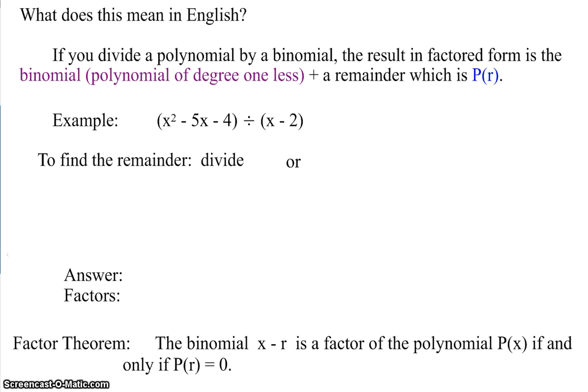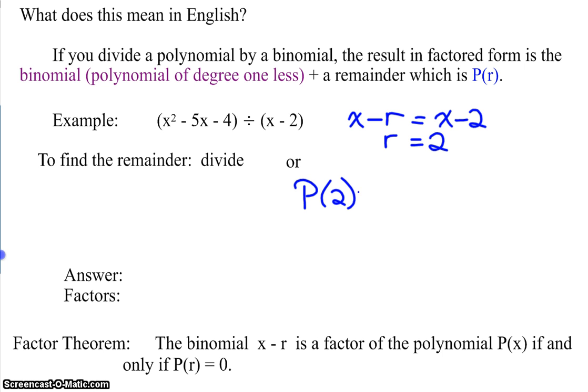Here's our problem. We have x squared minus 5x minus 4 divided by the quantity of x minus 2. I want to know if x minus 2 is a factor. So the first thing I have to do is figure out what r is. Well, x minus r is the same as x minus 2, so this means r equals 2. So let's do P of 2.